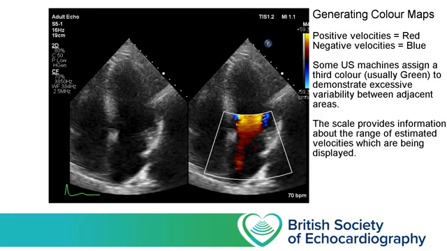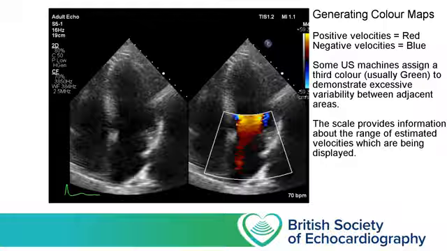So here we are back in our apical 4-chamber view, and we have two images side by side. On the left we have the plain 2D image, and on the right we have an identical image with a colour box overlaid. You can see from the ECG that the image is frozen at mid-diastole, so towards the tail end of early diastolic filling.